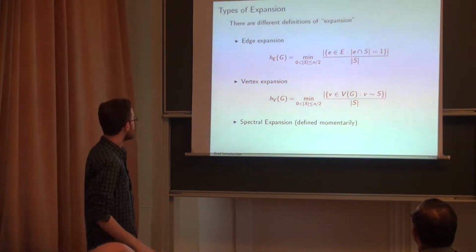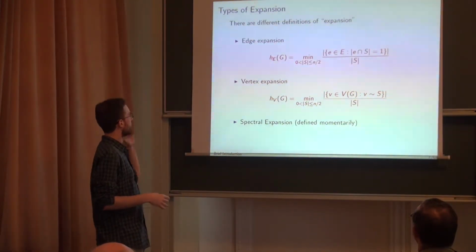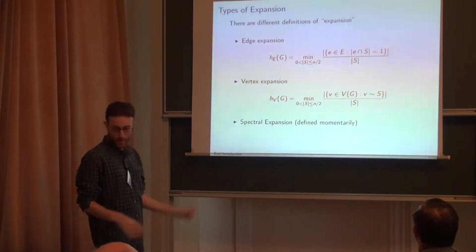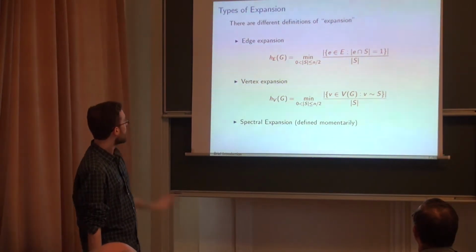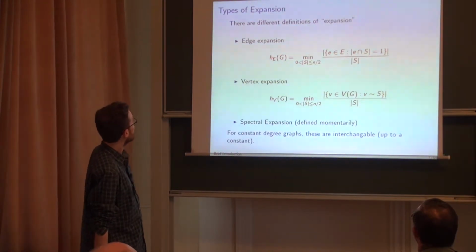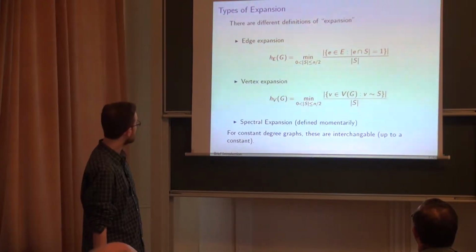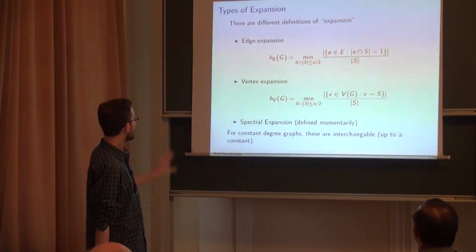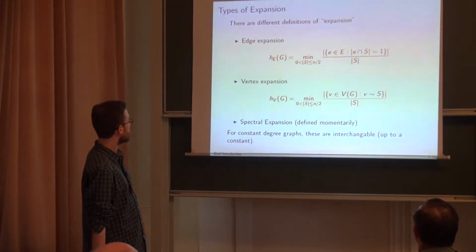So there are different types of expansion. There's edge expansion and vertex expansion. I'm going to be concerned about spectral expansion, primarily because it's one of the only ones that you can actually really get your hands on. For the other two, most of the problems are NP complete. But for constant degree graphs, these are interchangeable up to a constant.